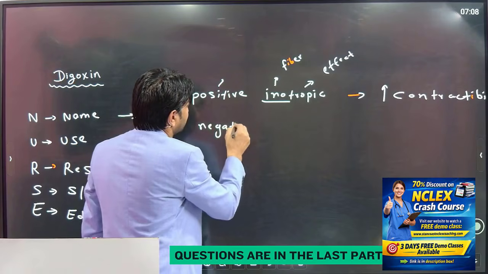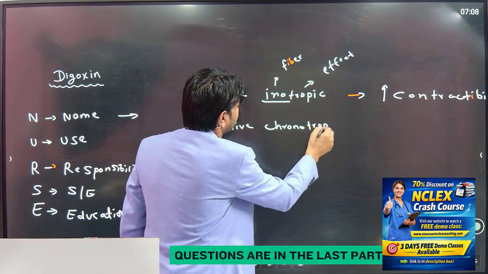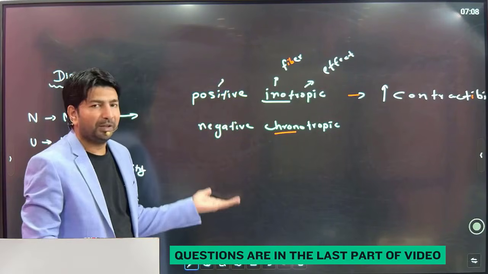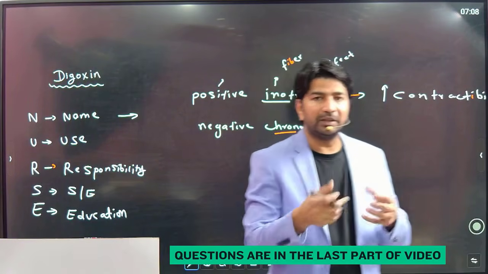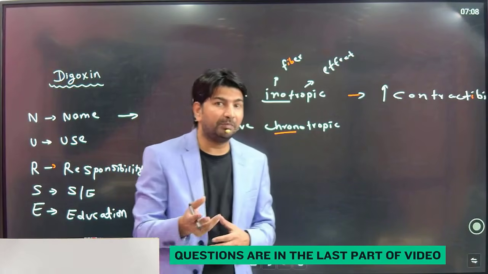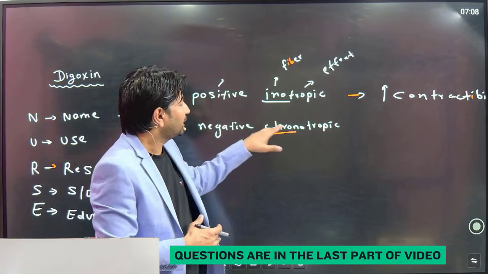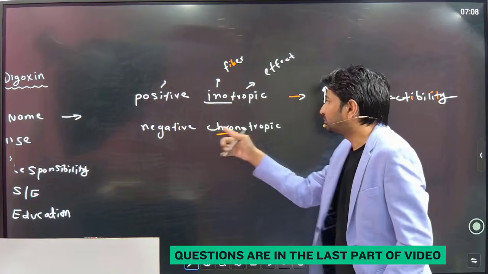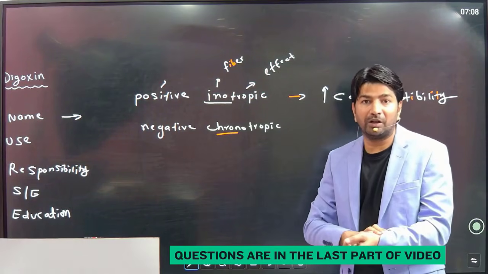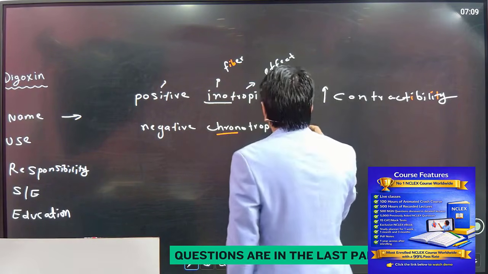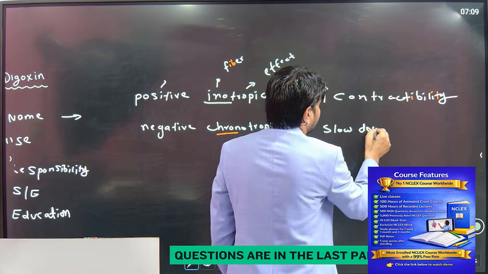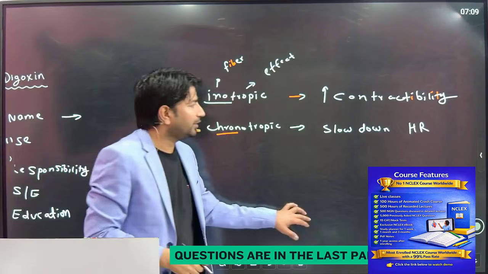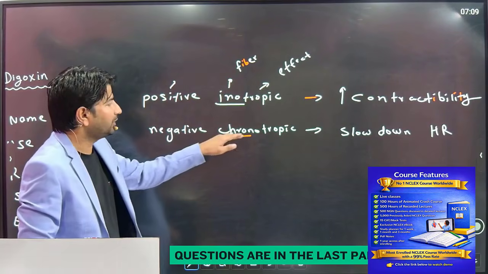Digoxin is also a negative chronotropic. Negative means it will lower, slow down, or reduce. Chrono is related to time, and tropic means effect. Time refers to how many times the heart beats in one minute, which we call the heart rate. We use time to measure the heart rate, so the name chrono is used here. It means it reduces the heart rate, by acting on the SA node. By working on the SA node, it will slow down the heart rate. That's why we call it a negative chronotropic.